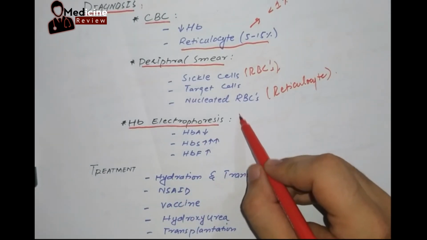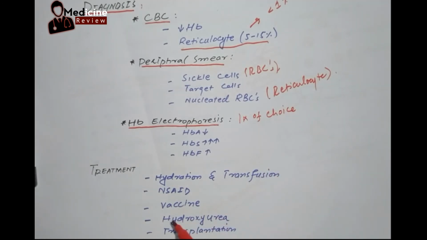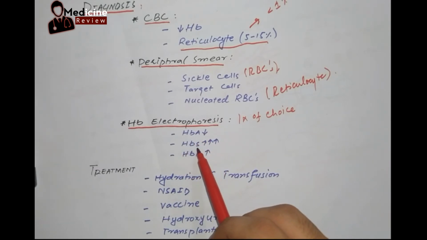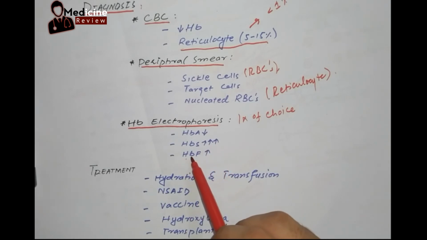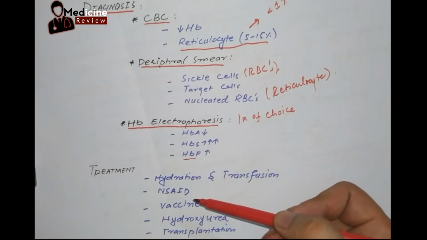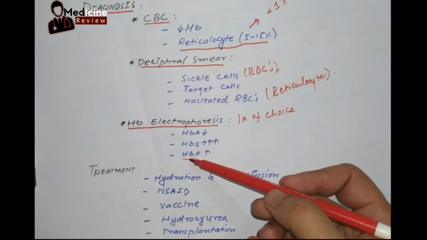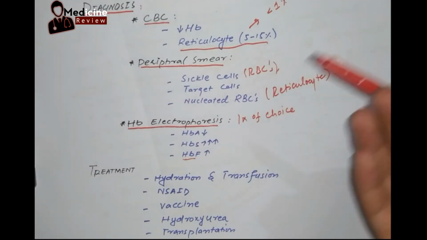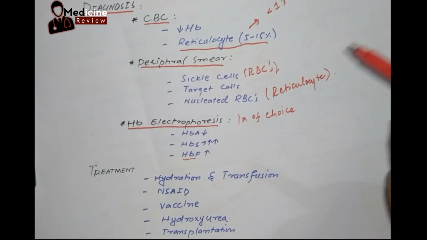This is the investigation of choice, the electrophoresis. On electrophoresis, there will be decreased hemoglobin A, there will be increased hemoglobin S, and this increase will be much more, and there will be increased hemoglobin F. It is because of compensation when the hemoglobin A is not forming, so for the compensation, there will be increased hemoglobin F. So this is like other hemolytic anemias. The diagnosis is the same. All investigations are the same.